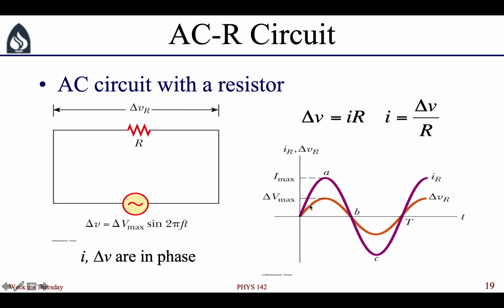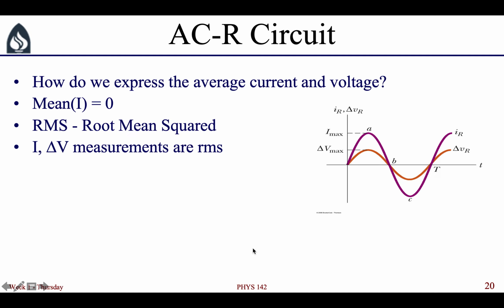If we make graphs of the voltage across the resistor and the current through the resistor, you can see that these quantities are in phase. So that just means that they're doing the same thing at the same time. When you have the peak voltage, you also have the peak current. When you have the minimum voltage, you also have the minimum current.